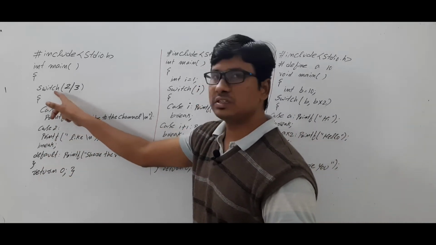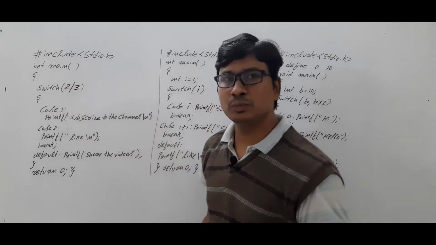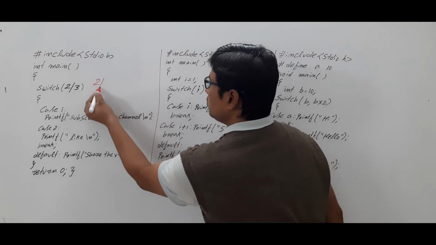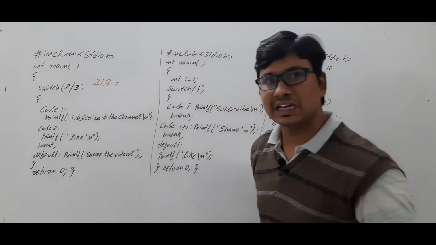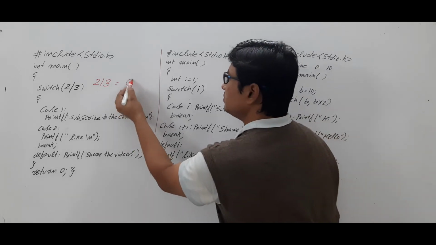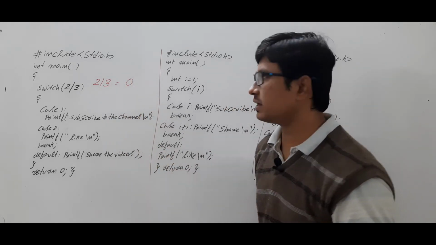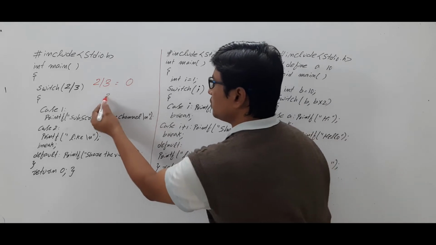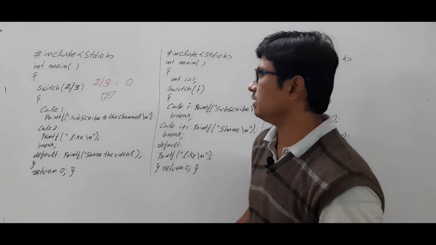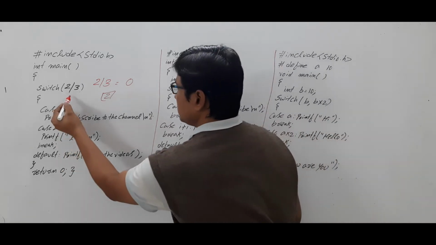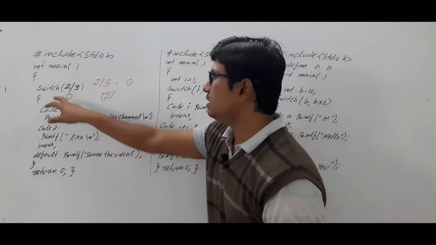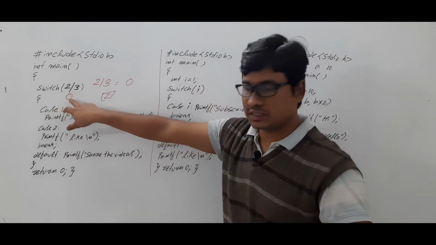Now look at the switch expression. There is an expression, 2 by 3. The division operator will always produce the quotient as output. What is the quotient for 2 by 3? It is 0. Is it clear? Are you able to understand? The remainder is 2, but we are not worried about the remainder, we are worried only about the quotient. So as it is a division operator, the output is 0.